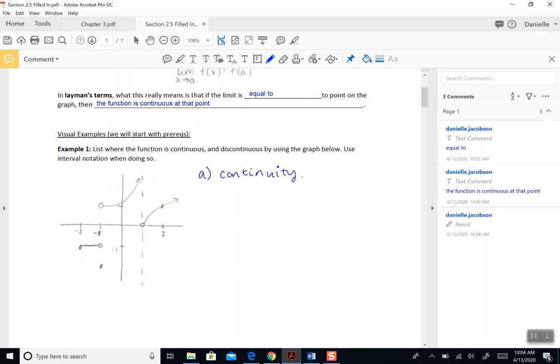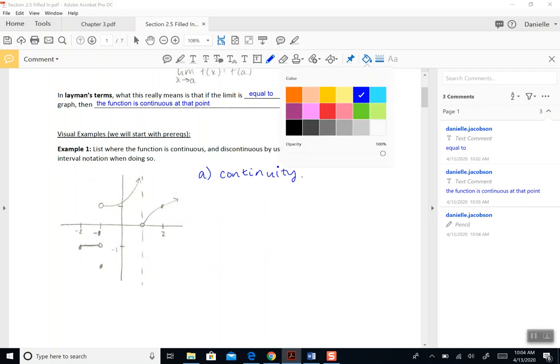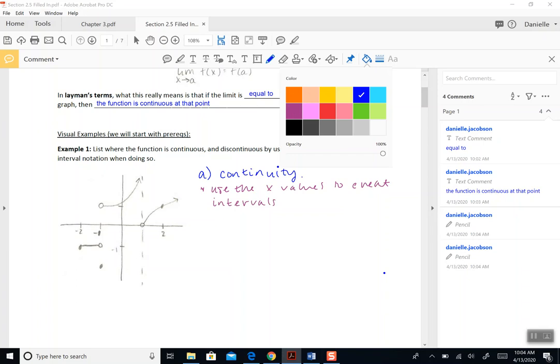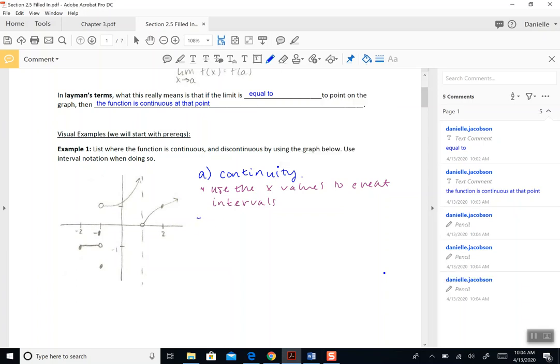All right, so I'm going to start by moving from left to right. Notice that this first circle here is filled in. That means the x value of -2 is included. So the first thing to note is that with the interval notation, we're going to use the x values to create our intervals. Right, so let's go ahead and do that. We're starting at x is -2, and that's included in the graph.